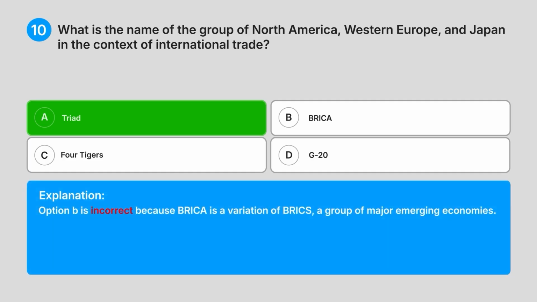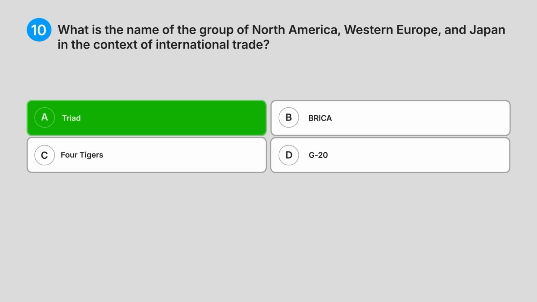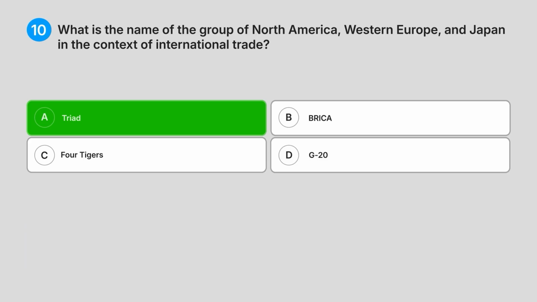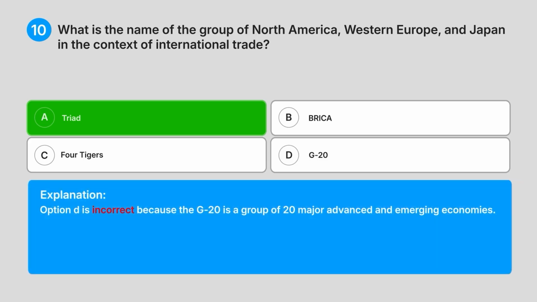Option B is incorrect because BRICA is a variation of BRICS, a group of major emerging economies. Option C is incorrect because the Four Tigers refers to the fast-growing East Asian economies of Hong Kong, Singapore, South Korea, and Taiwan. Option D is incorrect because the G20 is a group of 20 major advanced and emerging economies.